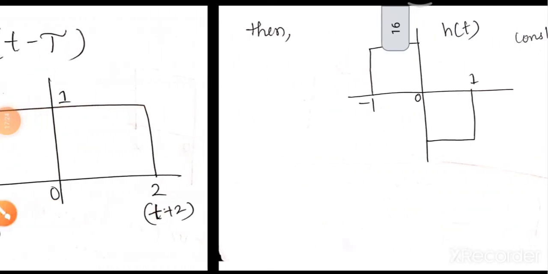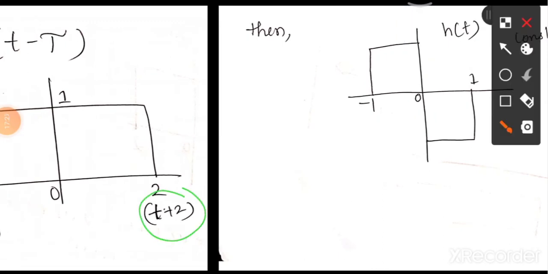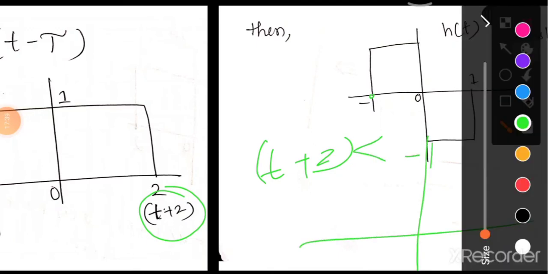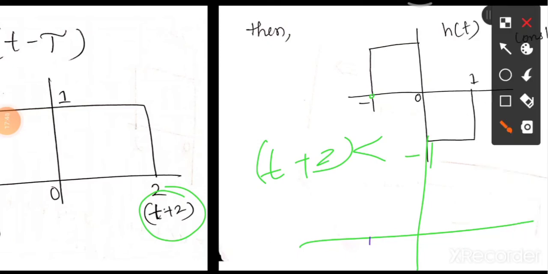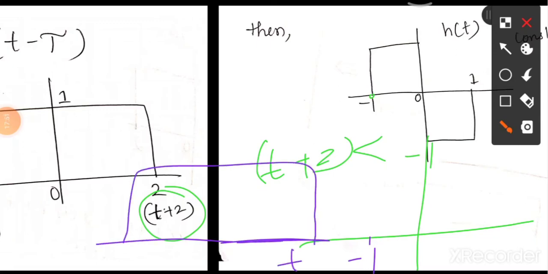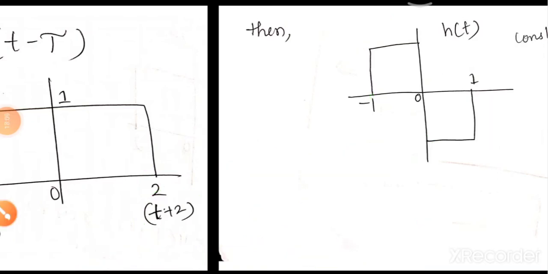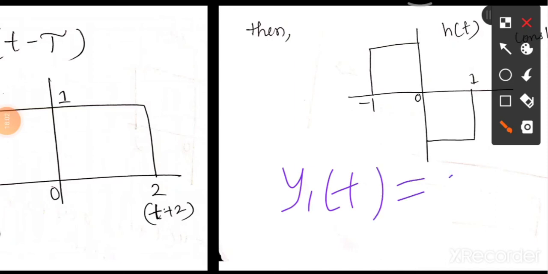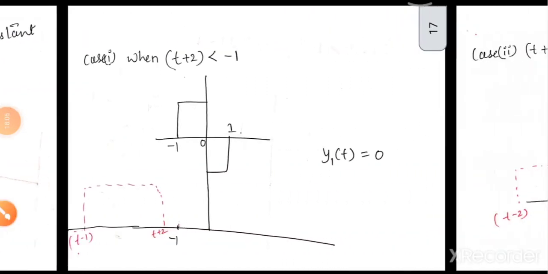Observe, first case we can take. The t plus 2 end, let it be less than minus 1. Meaning of this one is you are going to place it less than minus 1, then anywhere this side you can place. This is your t plus 2 to t minus 2. Okay, when you multiply this signal and this signal, what do you get? There is no overlap. So y1 of t will be equal to 0. Yes, that is the first case.